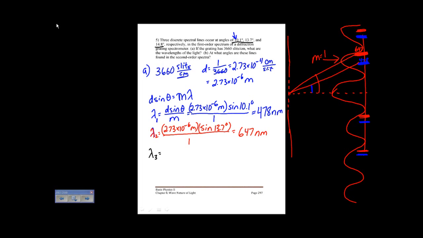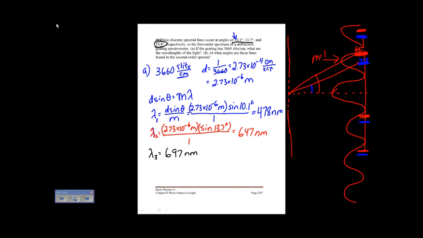It's going to be 2.73 times 10 to the minus 6 times the sine of 14.8, which is my third angle, and it gives me a wavelength of 697 nanometers. So you would have a third fringe. You can't really see it, but you'd have a third color to that spectrum in the first order.